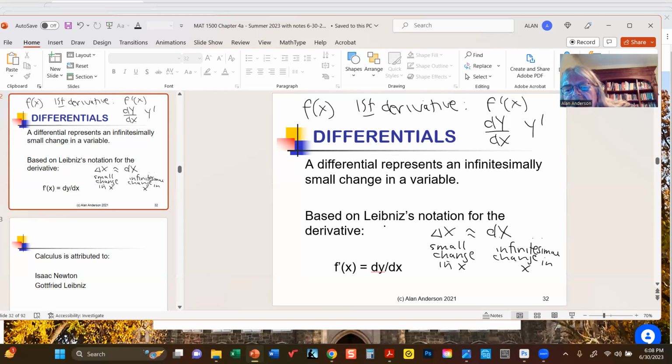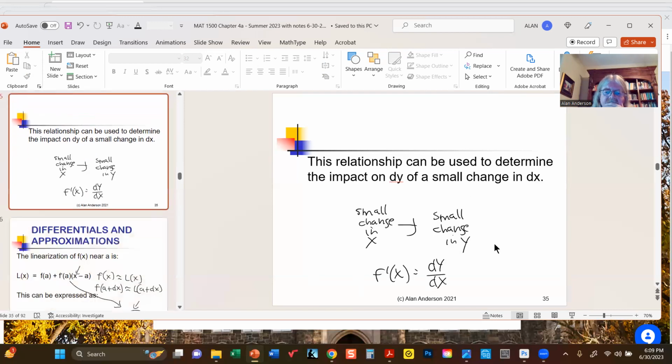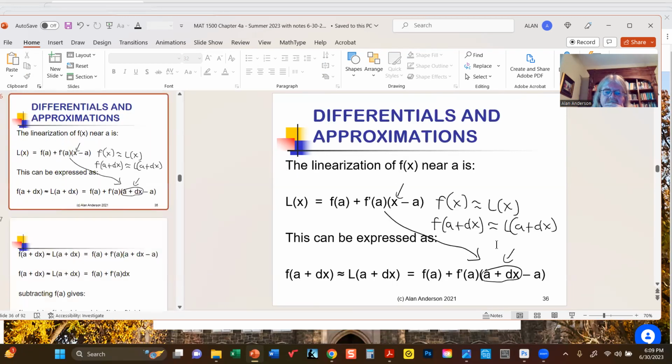So the d's are called differentials, and the first derivative is simply the ratio of two of these differentials. Anyway, what we're going to do here is rewrite this linearization slightly.